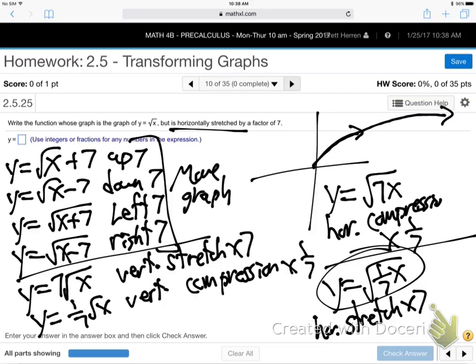And that's the same thing as x over 7 inside the root. I think MathXL will take it either way. Same thing, right? 1/7 times x or x over 7. Same thing inside the root is going to actually be a horizontal stretch.